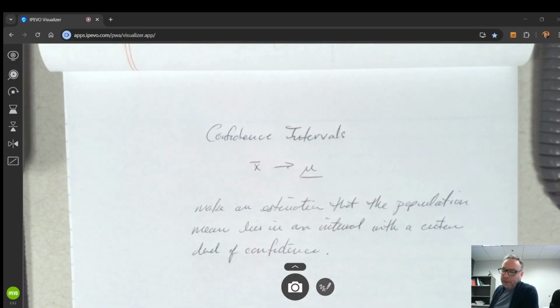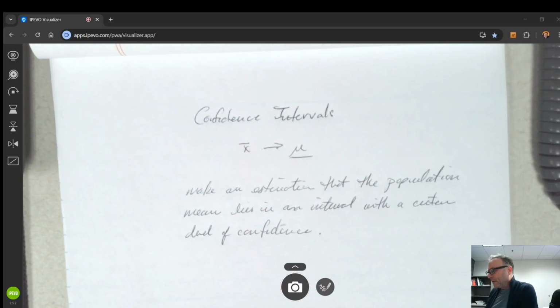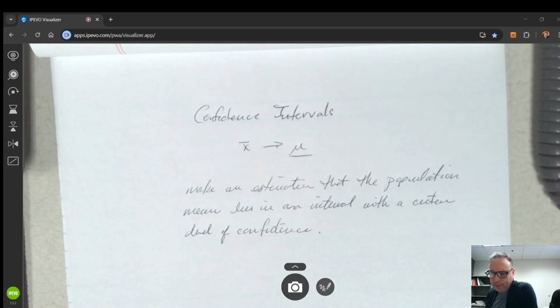Okay, so you can't just say, here's my sample, and I calculate the statistic, and that's the population mean. You can't do that. Instead, you use the statistic to come up with an interval. You say, I'm estimating that the population mean is within that interval with a certain level of confidence. Okay, that's what we're doing.